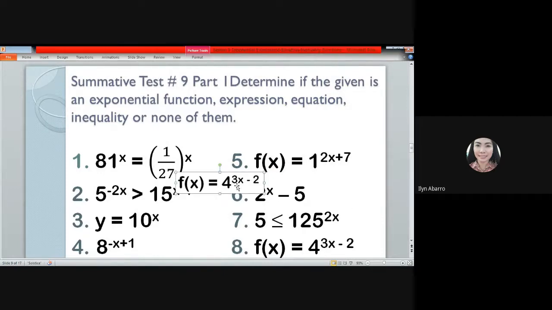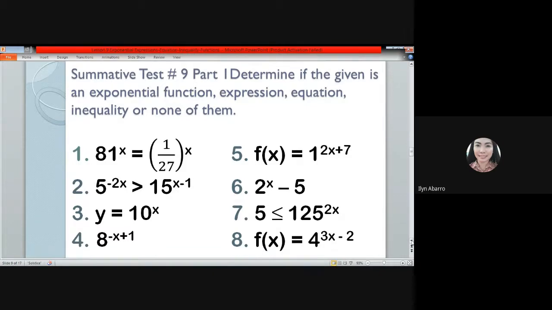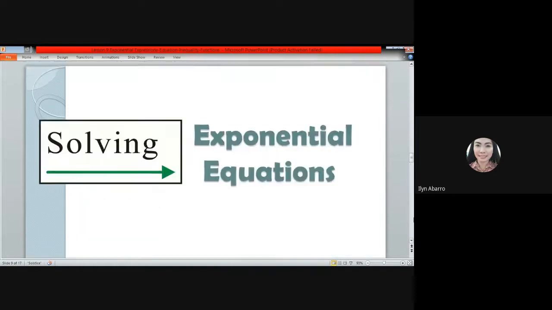So, you're going to answer this. You will determine if the given are exponential functions, whether it is an expression, an equation, an inequality, or none of them. That is also in the link. I will give you the link for summative test number 9. This is only part 1. We have part 2, which is solving exponential equations.